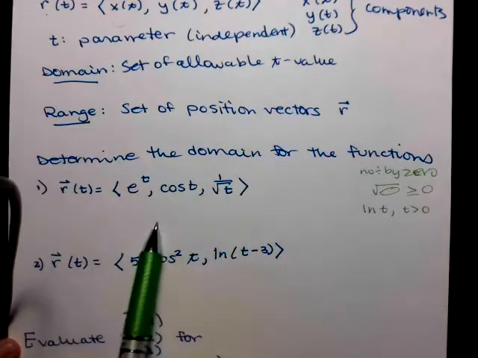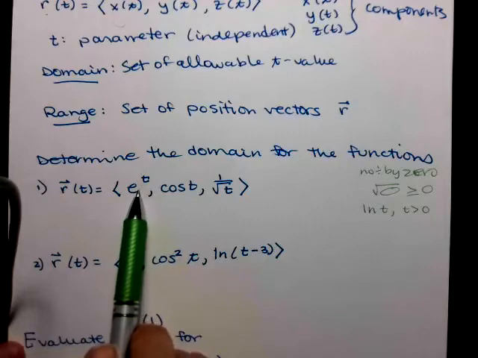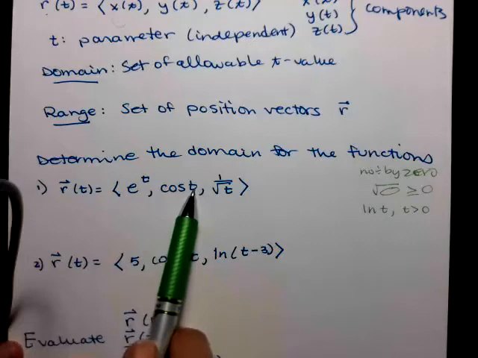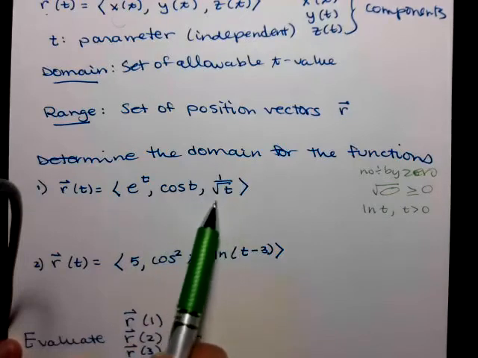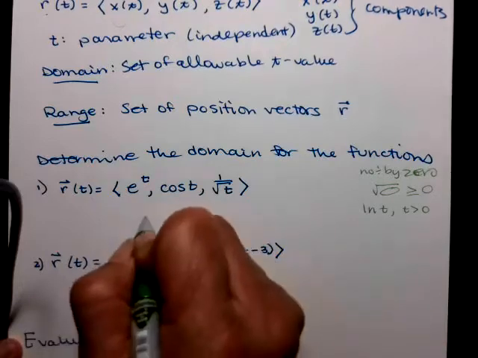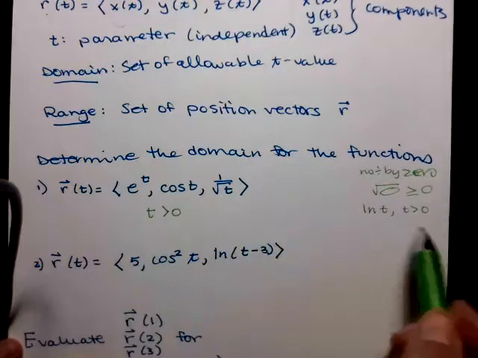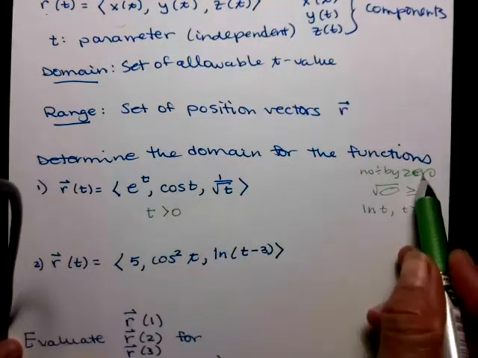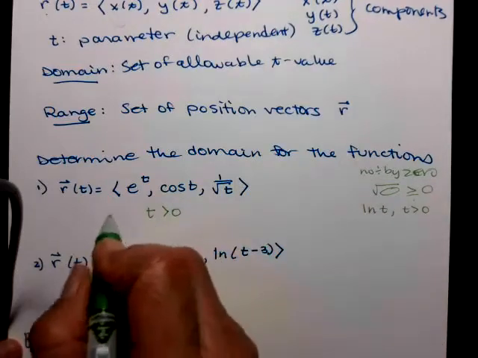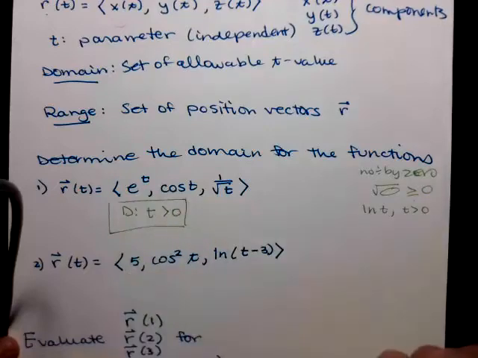If I look at my first one, e to the t has no restrictions, so that one has all real numbers. Cosine t, again, you could take the cosine of anything. That has a domain of all real numbers. My z component, though, does have some restrictions. So that last one is going to limit everything to t's only greater than 0. I won't say greater than or equal to, because if I let it equal 0, then I have the divide by 0. So my domain for all of r would be t's greater than 0.